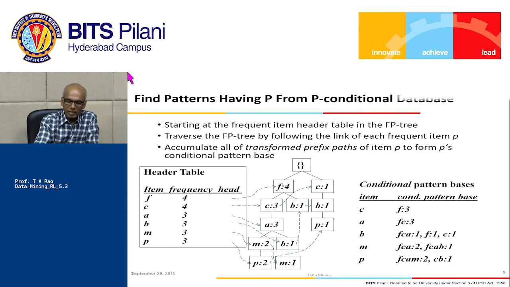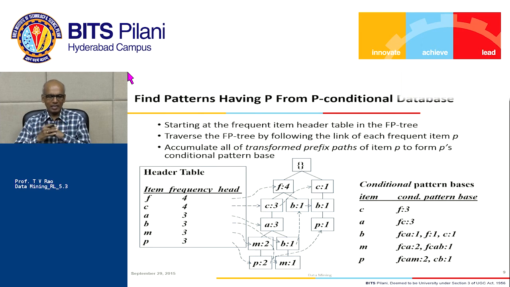We traverse the tree in a reverse way. From the leaf we try to reach the root, and then we will find out that A, C, F are the items which occurred with M twice, and there is another time M occurred with B, A, C, F. So that way we can create a conditional pattern base for each one of these items just by doing the traversal of the tree.